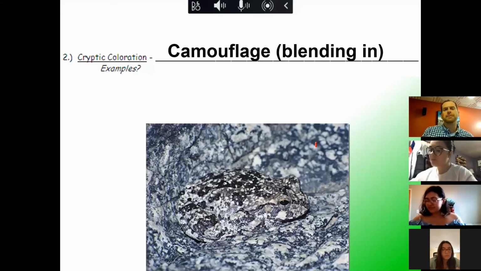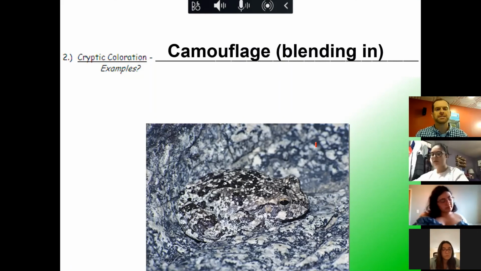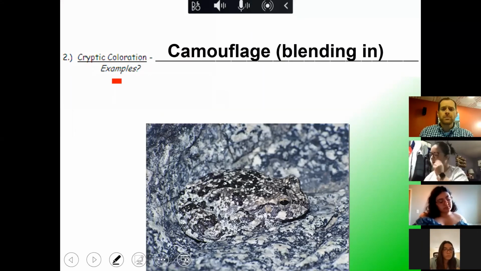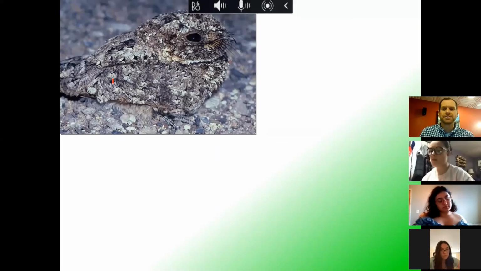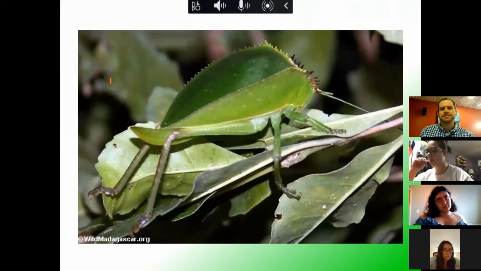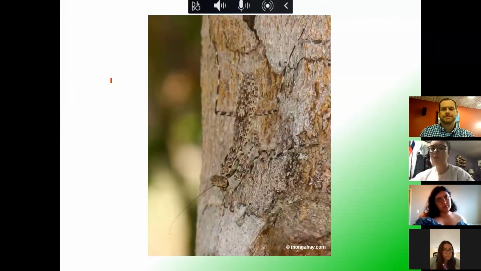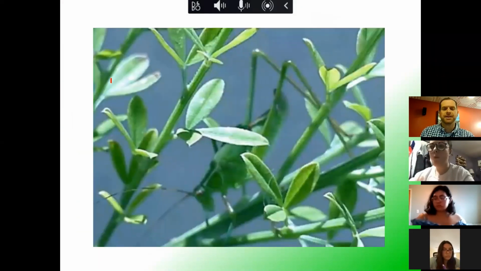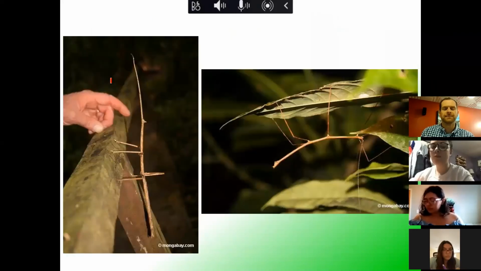Cryptic coloration is camouflage. Pretty sure I spelled that right this time. You can just put on any example that you want as you go through, but again, a lot of people have this. So if you're doing the rewatch, you can pause it. Praying mantis there, so tricky.